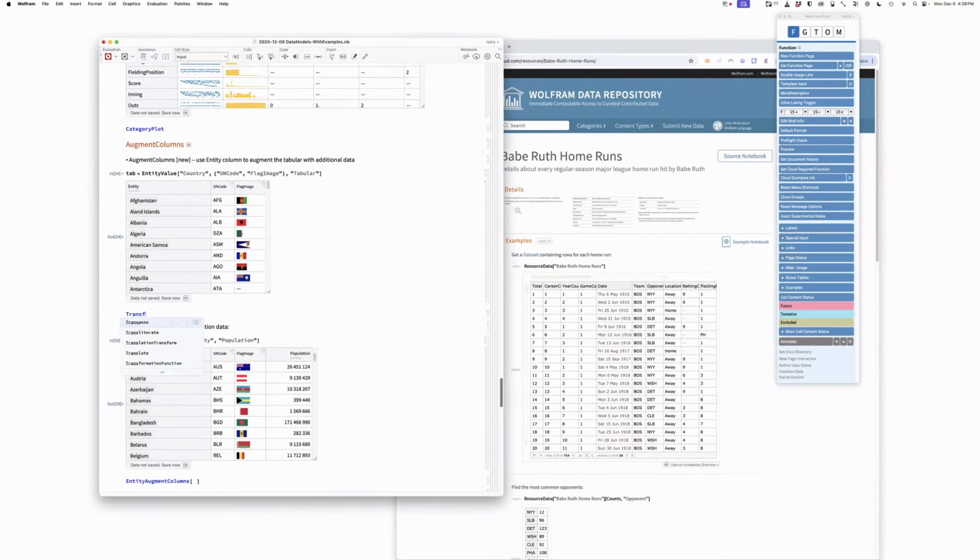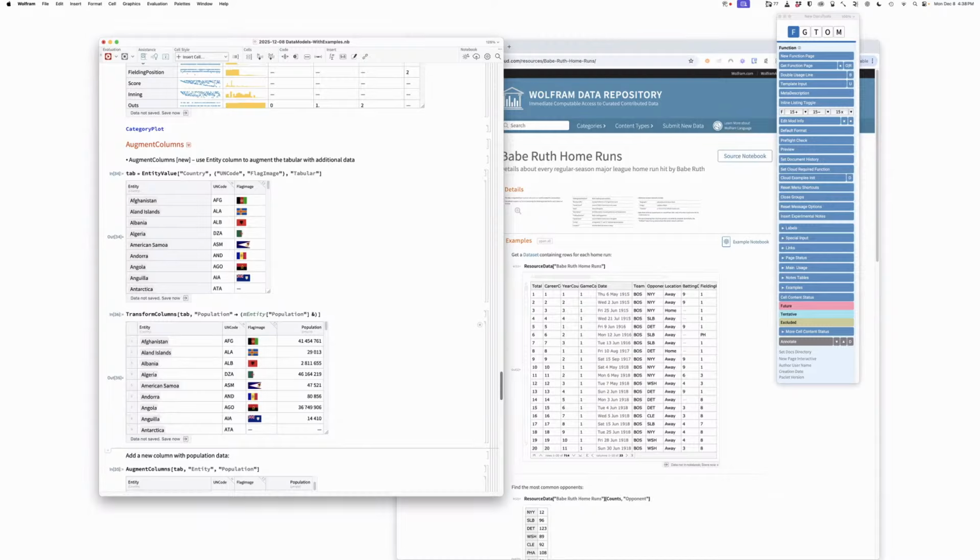Okay, so if I was doing it with transform columns, I think this is both fast and easy. Okay, transform columns, and then I say population goes to entity value. Why am I doing that? I'm just saying hash entity subpopulation. Okay. Yep. That was a little slow.